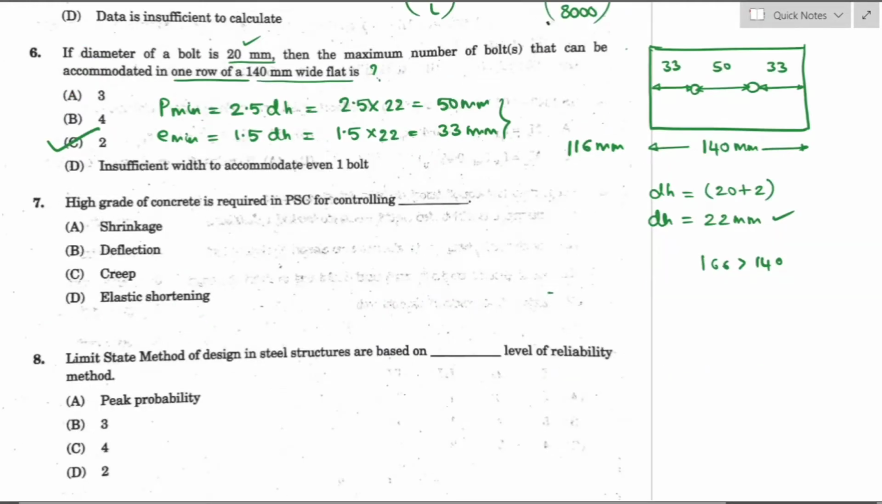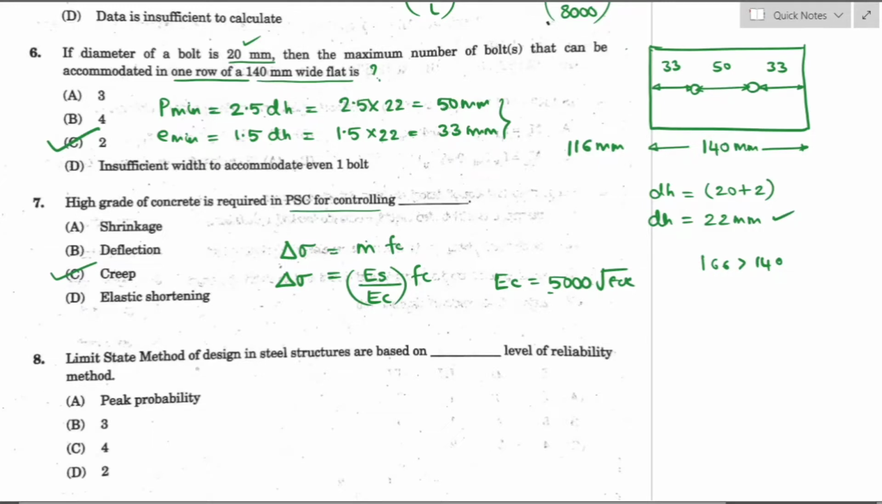Question number 7. High grade of concrete is required in pre-stress concrete for controlling creep. Option C is the right answer, because high strength of concrete has greater stiffness, greater elastic modulus, less elastic deformation, low creep and high bond strength. So loss of pre-stress in elastic shortening will be minimized by controlling creep. If the value of modulus of elasticity of concrete is increased, then obviously there is a control in creep. So option C is the right answer.